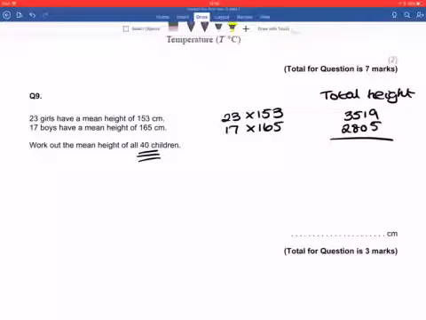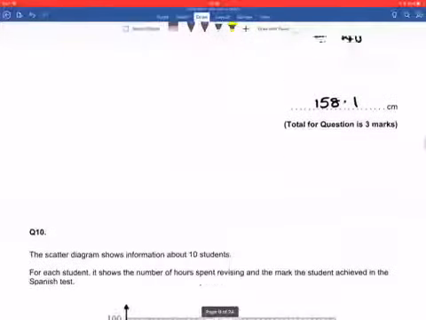I'll add them together. I get 6324. I then divide that answer by the 40. And I get 158.1 centimetres. And actually, looking at it, it's going to be between the boys and the girls. It's got to be. Okay, so I'm happy with that answer.